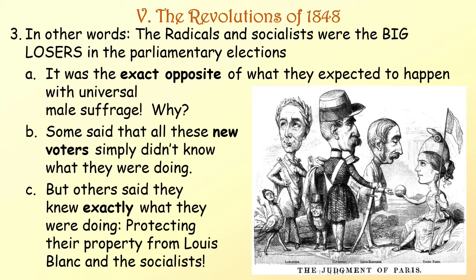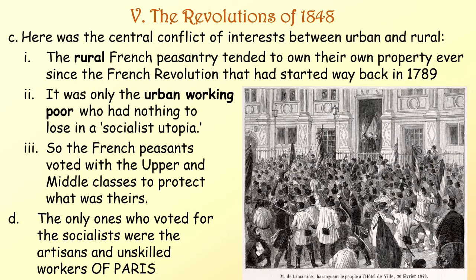Why did this happen? How did it happen? Some said that it was ignorance, that all of these new voters simply didn't know what they were doing. But others gave them a little more credit than that. Others said that they knew exactly what they were doing. They were protecting their property from Louis Blanc and the socialists. Here was the central conflict of interests between urban and rural.